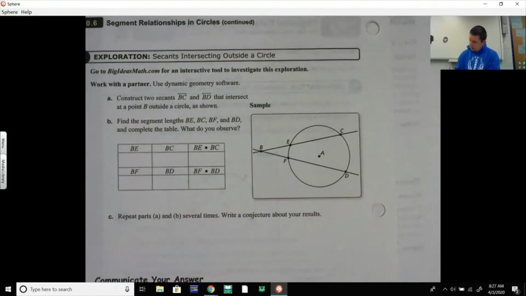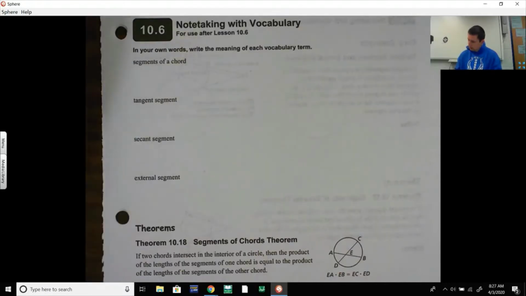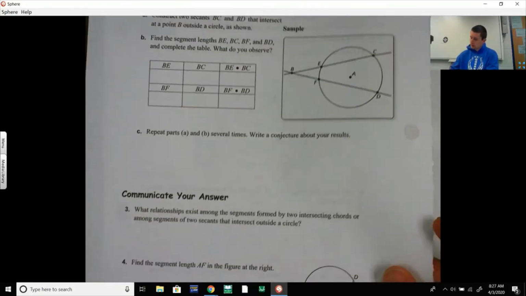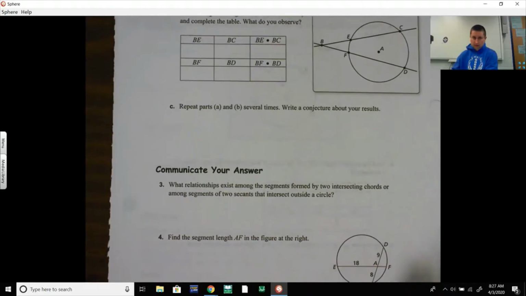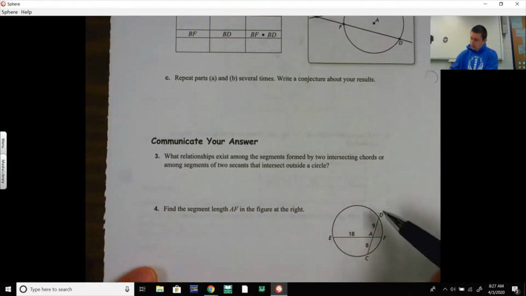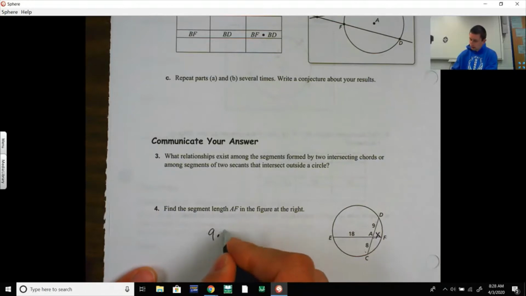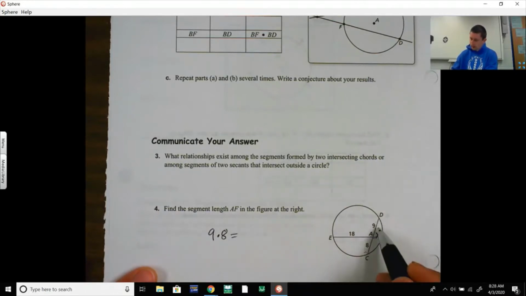So the main thing with chords, and we're going to go through these formulas and I'll go back and review some of the algebra that you need to know. If you have two chords that intersect here, they are just proportional to the length. So if I'm looking for this segment here, A to F, and that's X, DC is broken up into a 9 and an 8. So 9 times 8 has to equal 18 times X.